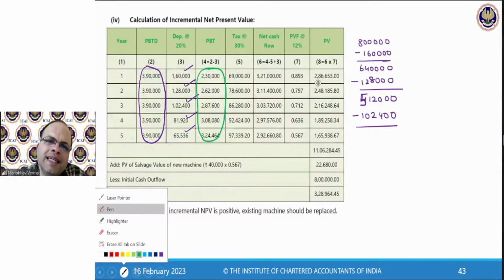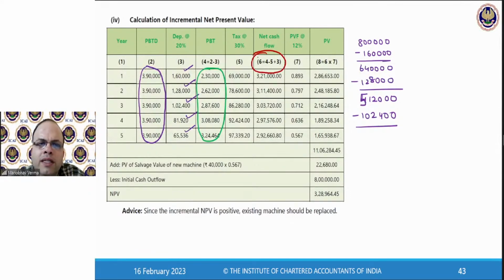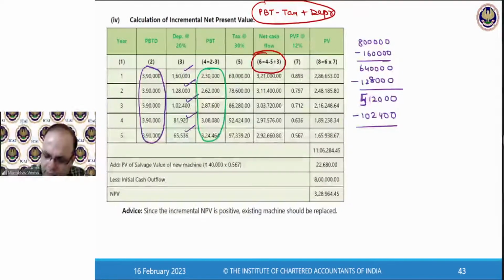In the next column, we are seeing net cash flow, but look at the formula. It's equal to 4 minus 5 plus 3. That means we are looking at profit before tax minus tax, adding back depreciation, guys. I hope everyone is okay here. We are adding back the depreciation. Minus 69,000 plus 160, it's 321. And this is what we learned on Tuesday, that we add back depreciation because it is a non-cash item. We reduce it just to include the depreciation tax shield.